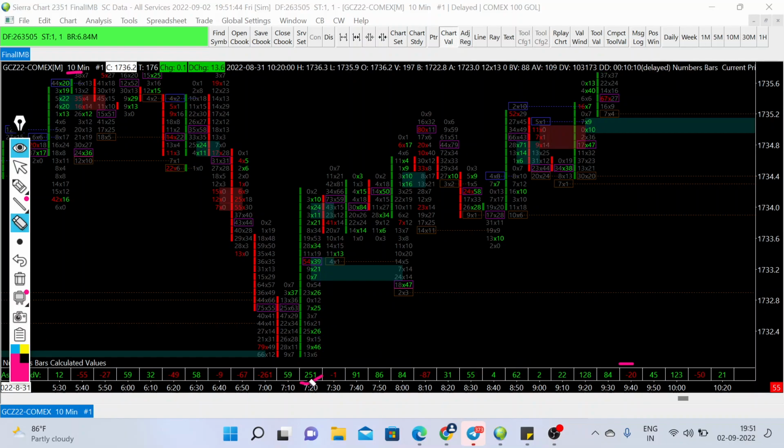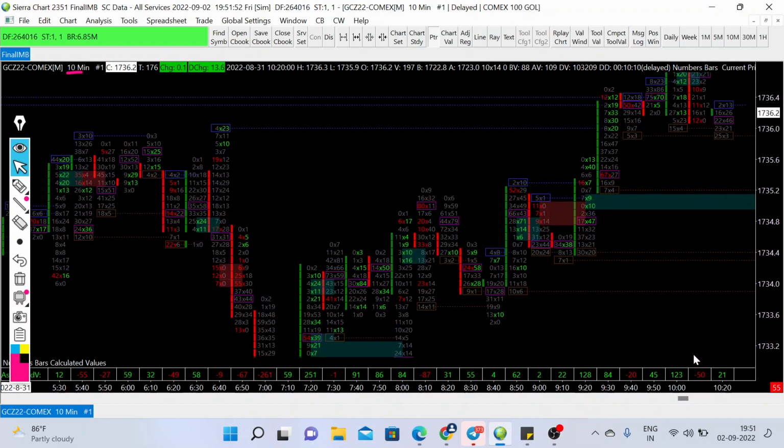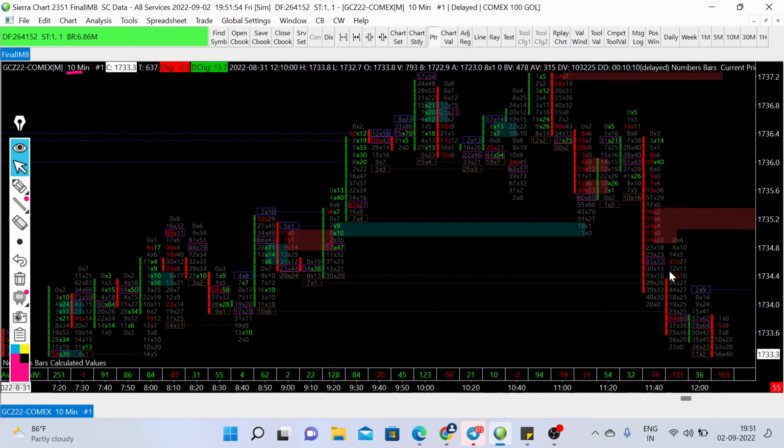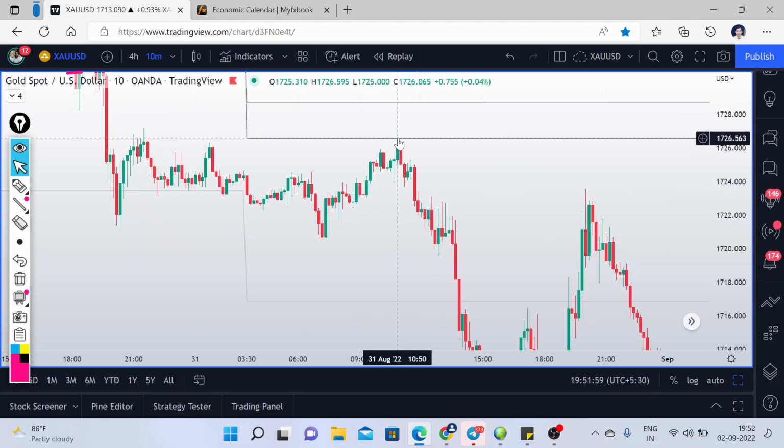Now overall we are in a downtrend. Now how can we find when the trend is going to change? So now let me show you. Look over here, and also look over here. This is the CPR level that I already shared many times.